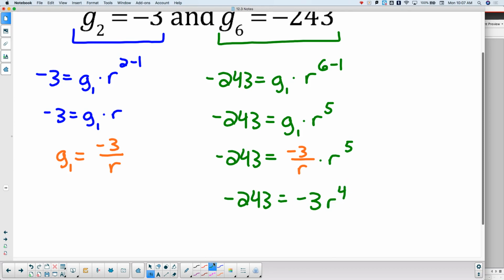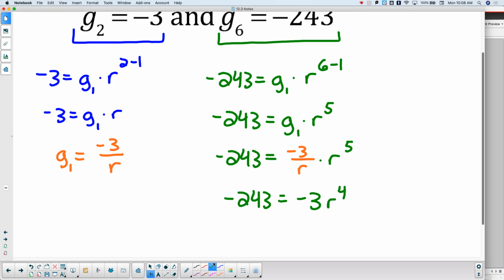Agree with solving the blue equation for G sub 1 and getting negative 3 divided by R. Plugging that in for G sub 1 in the green equation and getting negative 243 equals negative 3R to the 4th power.